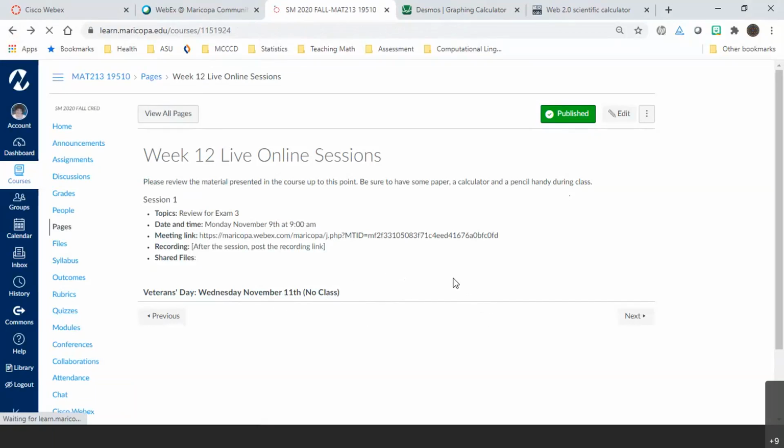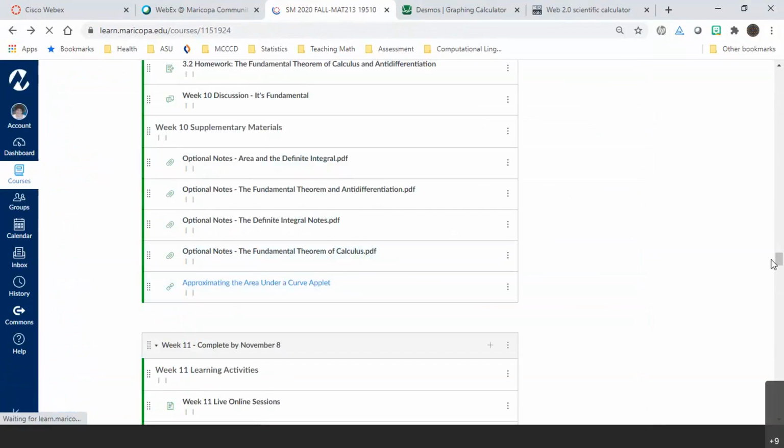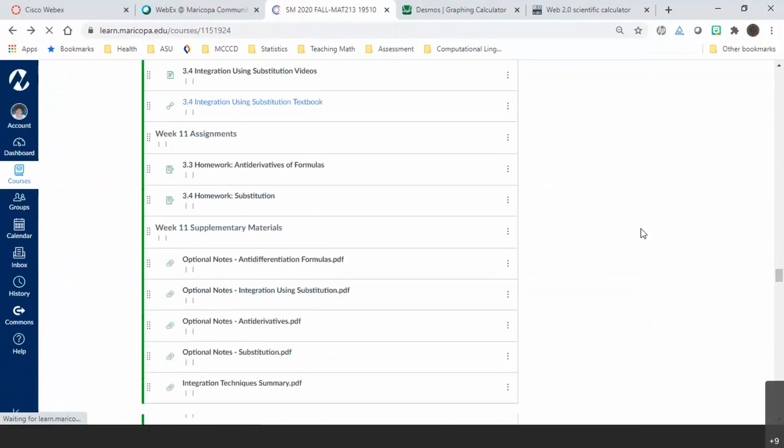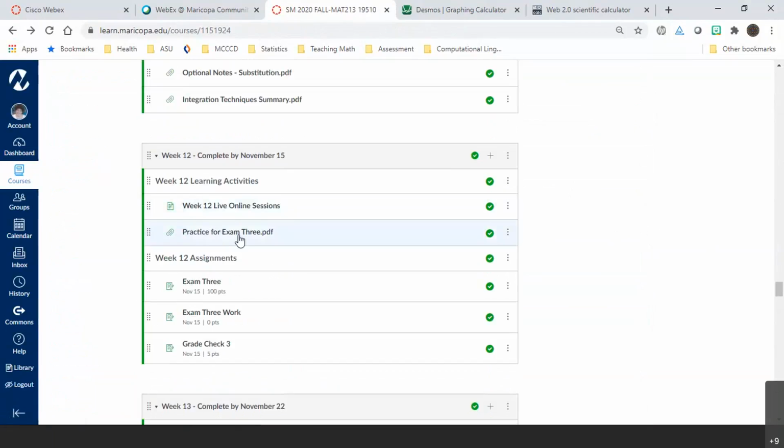So going back to my modules, and pop back down there. Here's what I wanted to show you. The practice exam for exam 3 is the file I'm going to be using today. So if you want to print this off and follow along, feel free to do that. Like I said, I will upload my work, so you'll have anything that we do today to review along with the video.